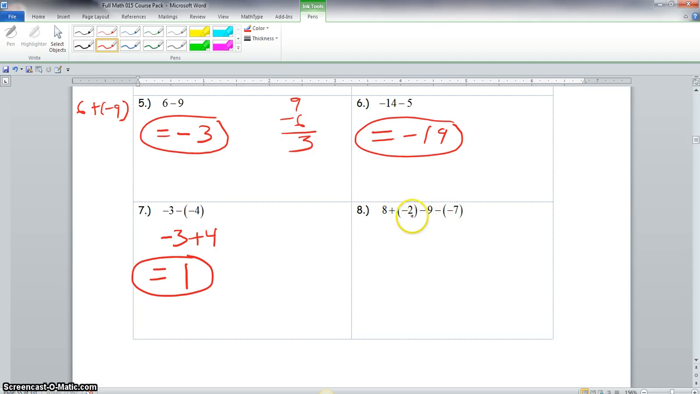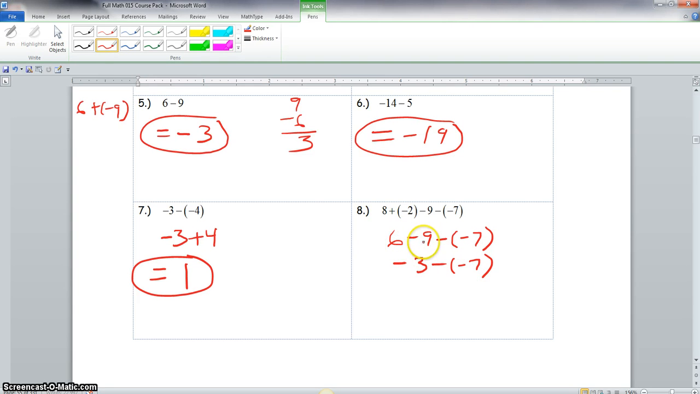Now we come down here. Now first, let's see this. We have 8 plus a negative 2 minus 9 minus a negative 7. Now, what we could do is this here. We could say 8 plus a negative 2. We know that's the same as 8 minus 2, so we know that's 6. Minus 9 minus a negative 7. Now, 6 minus 9, we know that's the same as 6 plus a negative 9, which would give us a negative 3. So we would have negative 3 minus a negative 7.